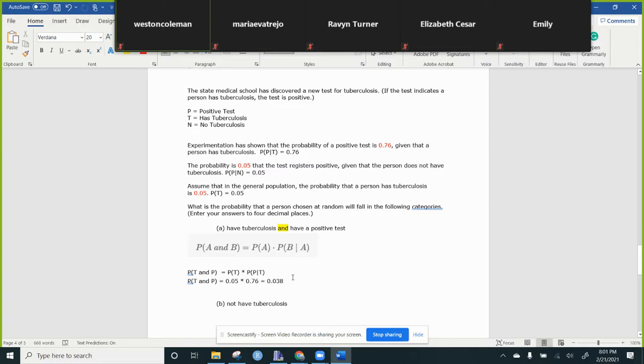All right. So how do I know what I need? So I've gone up here, and remember, I've gotten things. So I use the rule. So I do the probability of T, which is 0.05, times the probability that there's a positive test given that they have tuberculosis, and I multiply those together. Does that make sense how I got those?